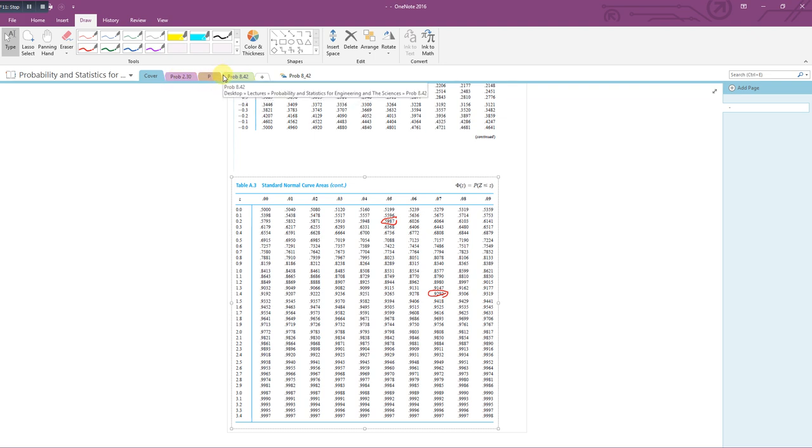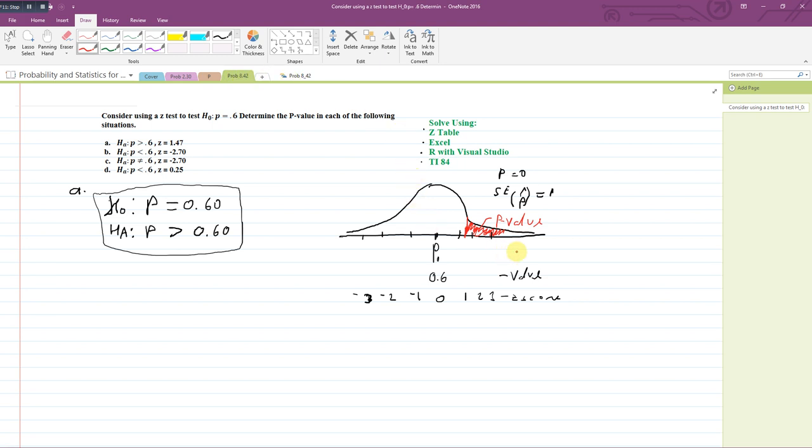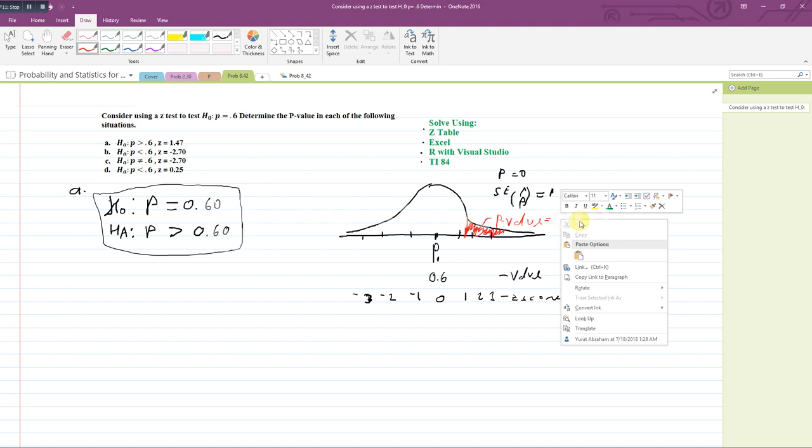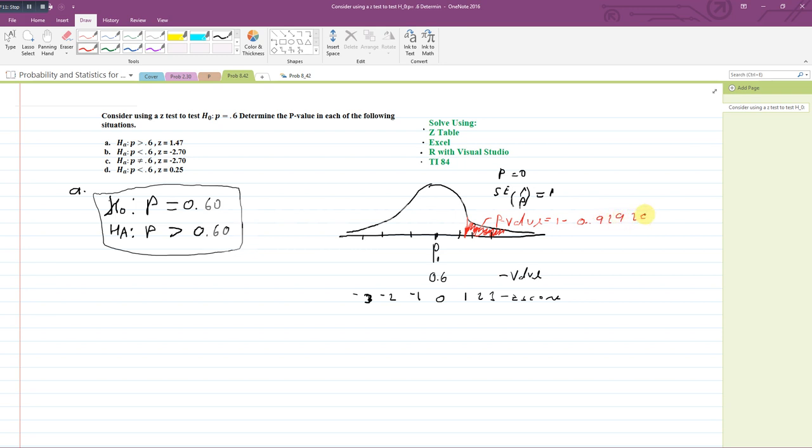Which is 0.9292. Okay, so it's right here. So 0.9292, which means that my p value equals 1 minus 0.9292, which comes out to be 0.0708. So that would be the answer using the table. Because remember, this part right here is 0.9292. However, they want the other, the shading area.